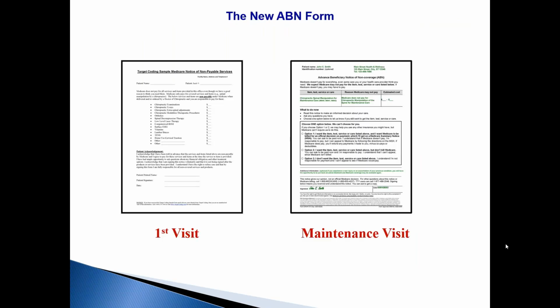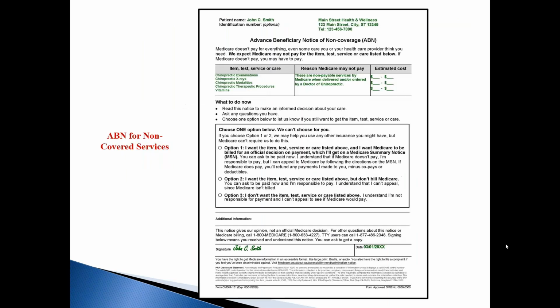I like to keep things simple. We have the Medicare Part B patient's first visit, and then if they stick around long enough to accept maintenance care, then we have the maintenance visit. So you can use the ABN form for non-covered services. This is what it looks like.